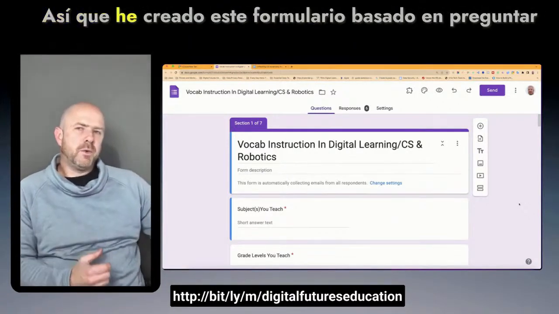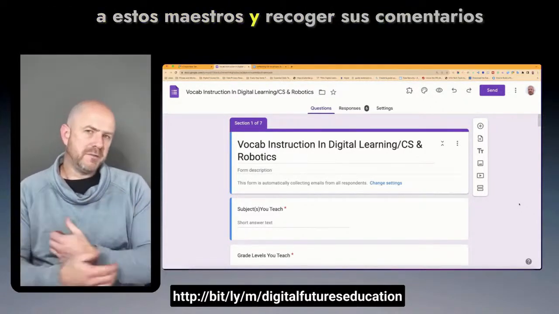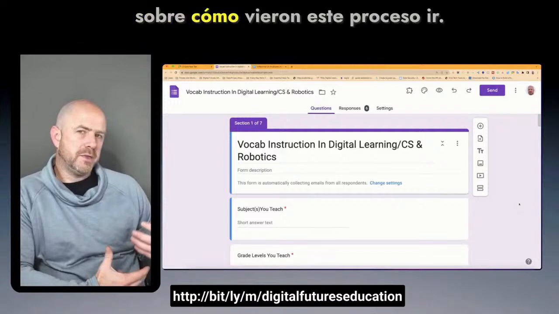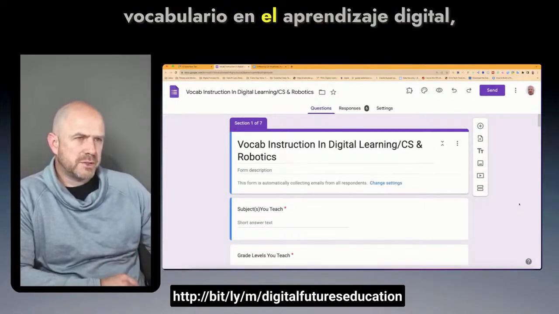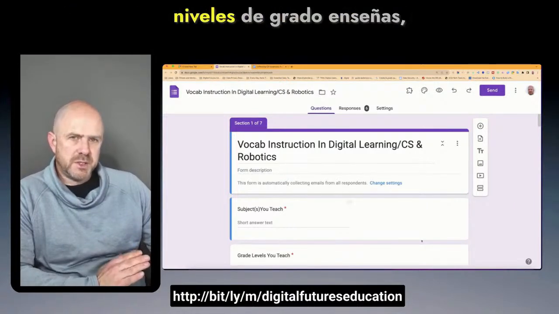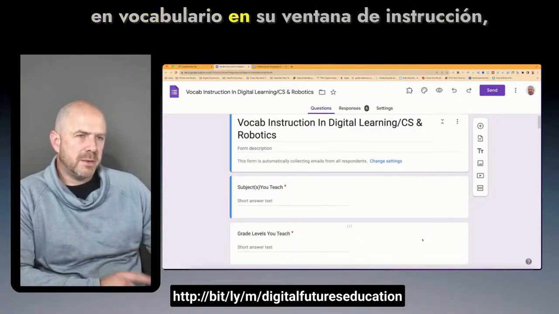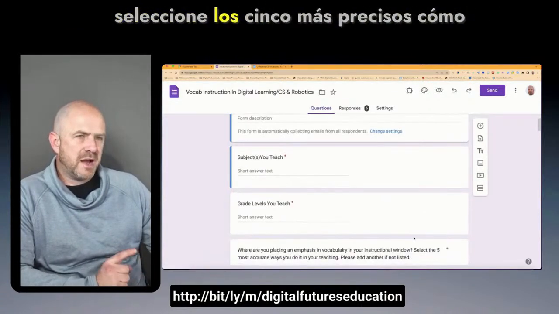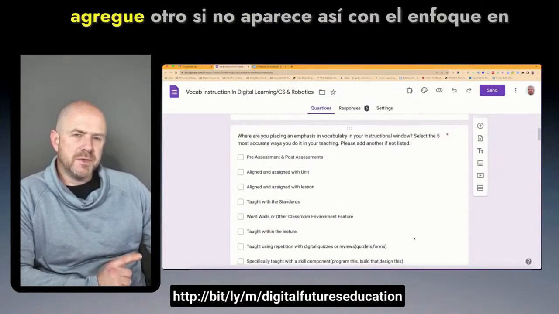So I created this form based on asking these teachers and collecting their feedback on how they saw this process going. Essentially, we have vocabulary instruction in digital learning, computer science, and robotics, subject areas you teach, grade levels you teach, and starting with where you are placing an emphasis in vocabulary in your instructional window. Select the 5 most accurate ways you do it in your teaching. Please add another if not listed.